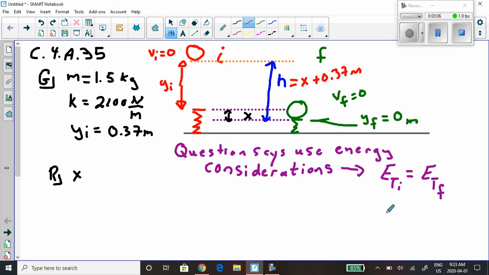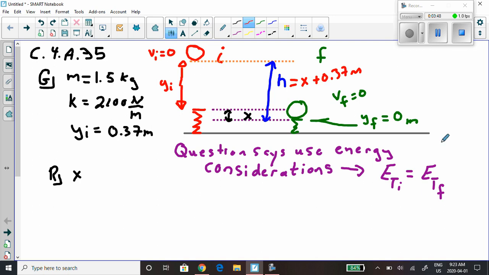Now you are told in the question to use energy considerations. Well, I think you all know that means we're using the law of conservation of energy: the total energy initial is equal to the total energy final. So you have to go to the initial situation and ask yourself, what energies are present here? Is there any kinetic energy? Is there any elastic potential energy? Is the spring compressed or expanded, stretched out at this point? You have to ask yourself that. Does this object have any gravitational potential energy at this point? Does it have a height when it's there?